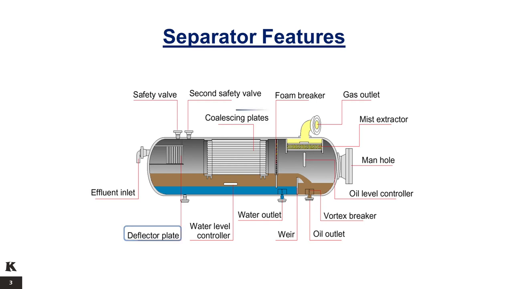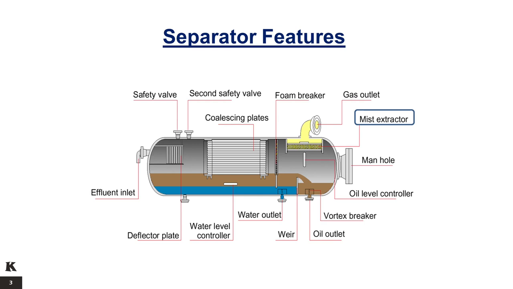Coalescing plate. Dixon or coalescing plates arranged in an inverted V-shape group small droplets of oil into bigger drops which, under the action of gravity, trickle down into the liquid. Gas leaving the coalescing plates may not yet be dry. Foam breaker. A wire mesh foam breaker prevents waves of foam passing along the separator and being carried away with the gas.